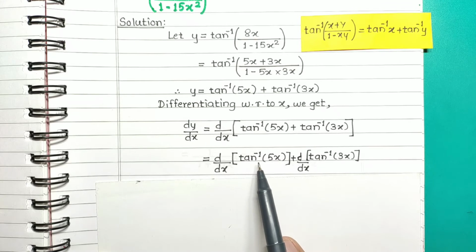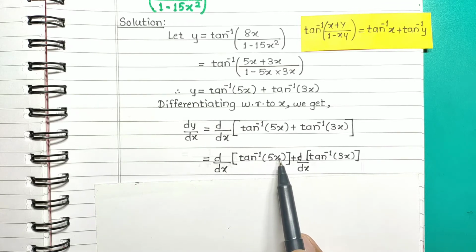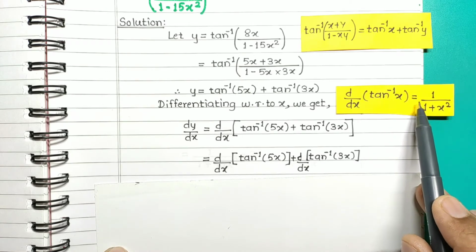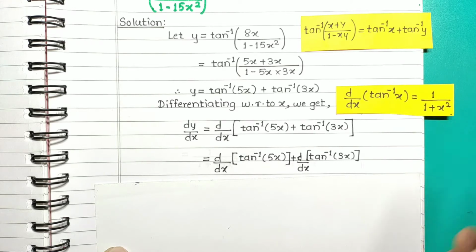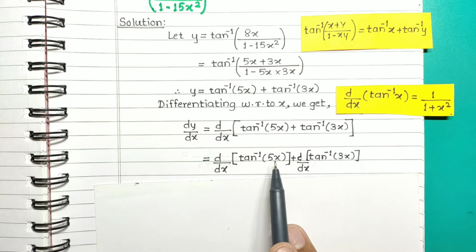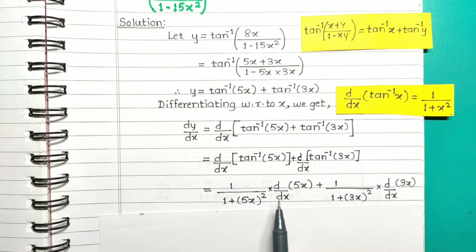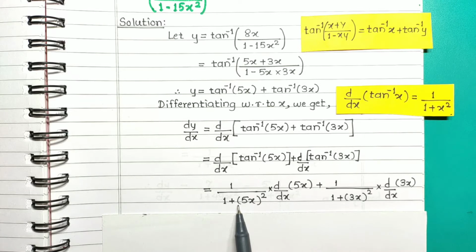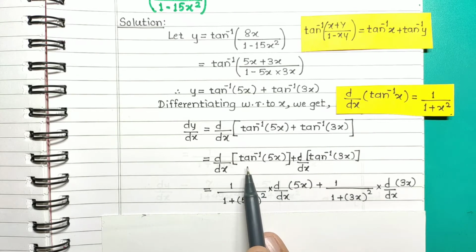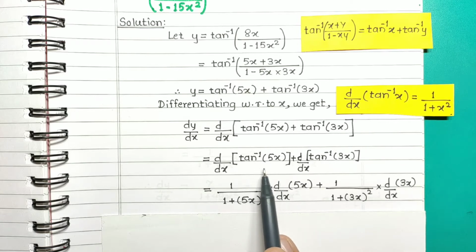So you treat this function as tan inverse of something. And we have this standard result, the derivative of tan inverse of x is 1 upon 1 plus x square. So let's treat this function as tan inverse of something. So the derivative is 1 upon 1 plus something square into the derivative of something, which is 5x. We have used the chain rule to differentiate this composite function.